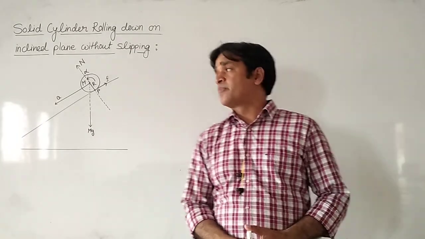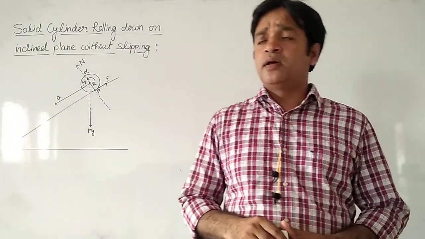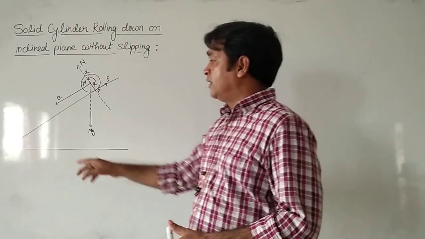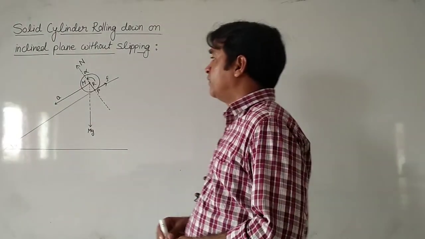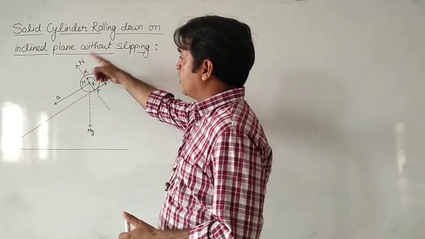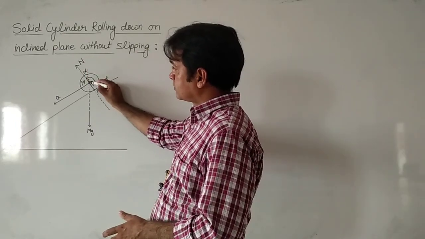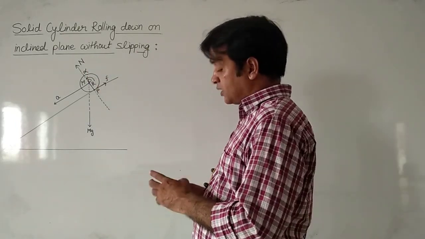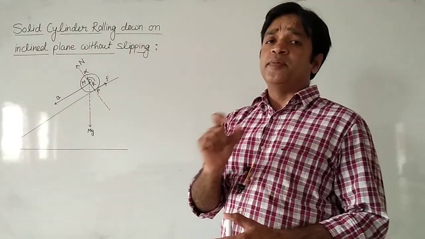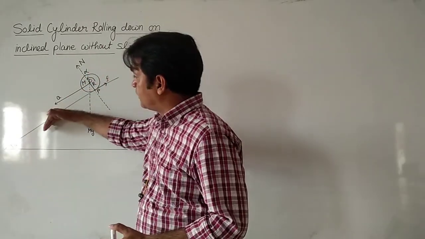Hello students, today I am teaching a solid cylinder rolling down an inclined plane at angle theta, in which a solid cylinder has mass m and is rolling about the axis point O, and the condition of without slipping.